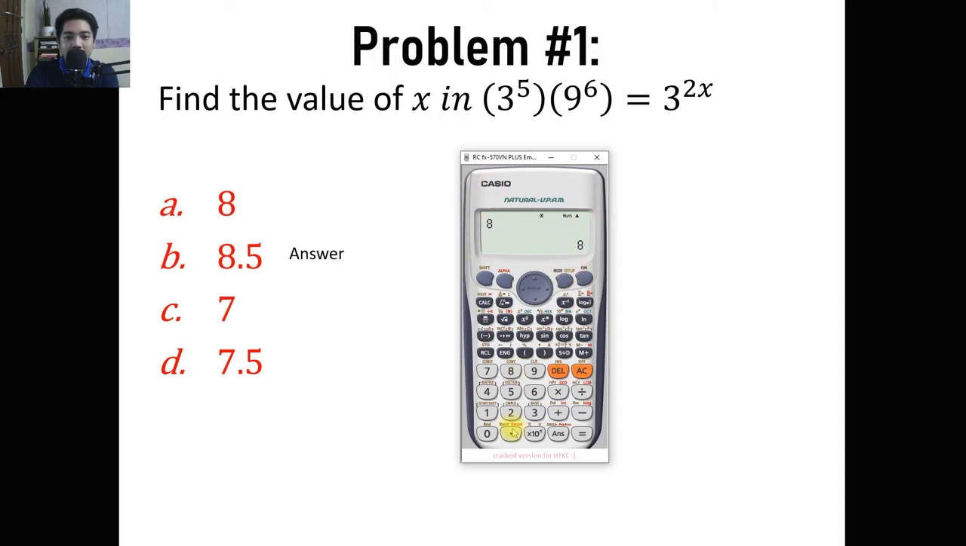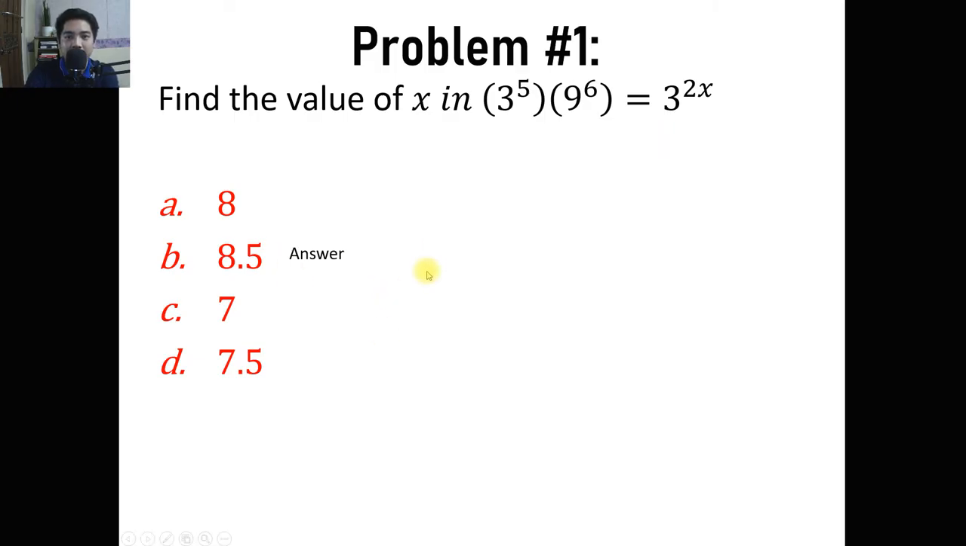Press equal sign again, and the calculator will ask for another value. Let's try 8.5. The value of this side is fixed because it has no value of x. This is a fixed number, and this is the value when we use 8.5. Another equal sign is the same. So definitely the answer should be 8.5. And if we use the other values, such as the choices, letter C, the answer would not be the same, 7.5, because the answer here is really 8.5.